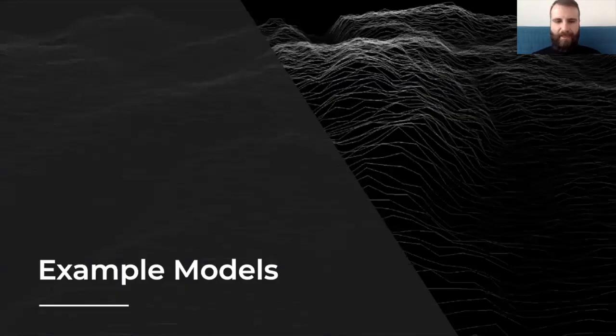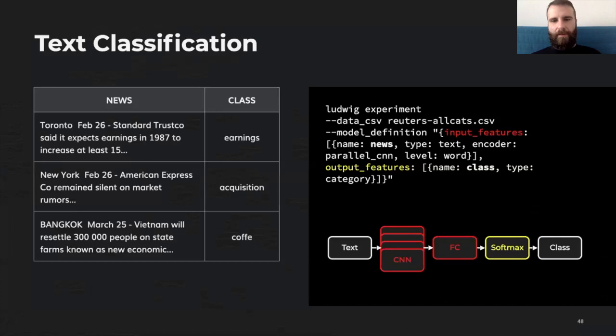So let's look at some example models. This is the one that we've seen at the beginning, where you have news as input and class as output, and this allows you to perform text classification. As you can see in the model definition, you have a list of input features with only one element in this case, which is the text named news. And here we're using, for example, an encoder ParallelCNN of level word. And the output is name class and type category.